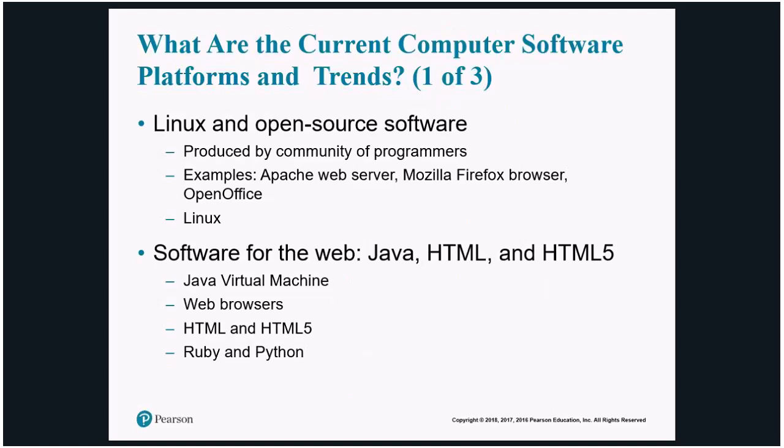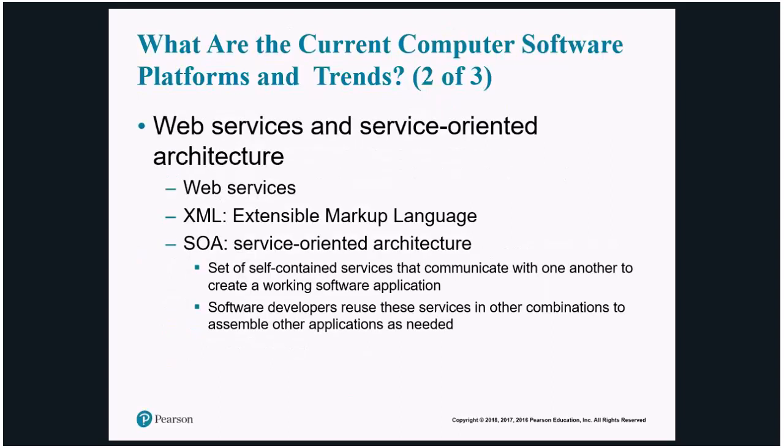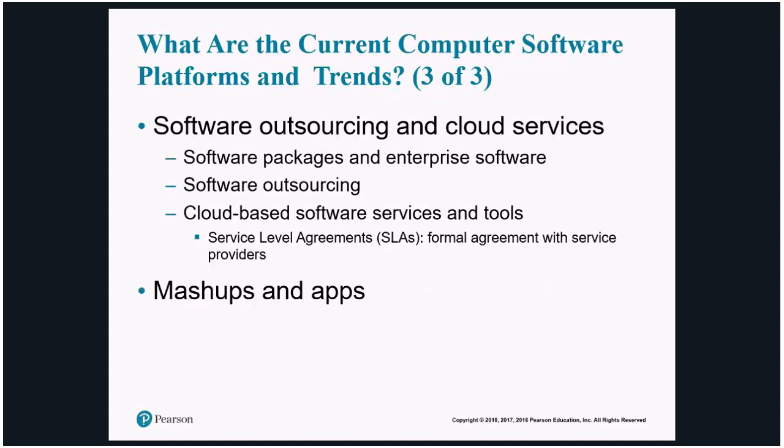Websites are made off of languages. Primarily HTML or hypertext markup language, or Java. Java is an Oracle product. Some programming languages are Ruby, Python, not listed as .NET or Visual Studio .NET from Microsoft. We don't need to discuss web services, service-oriented architecture. We've talked about software outsourcing and cloud services already.